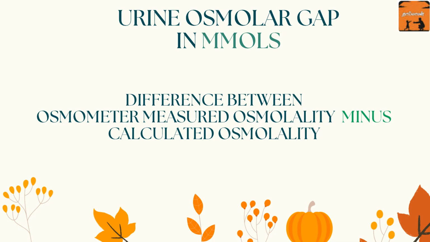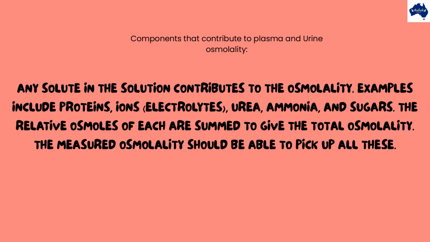Essentially, it's the difference between the osmometer measured osmolarity and your calculated osmolarity using a formula. Any molecule that contributes to the osmolarity would be picked up by the osmometer, and then a measured osmolarity would be given as a reading by the meter. We then would calculate osmolarity using a formula and then deduct that from the measured osmolarity. That would give us the osmolar gap.